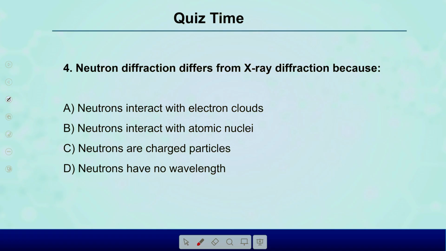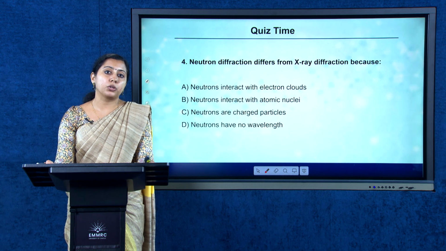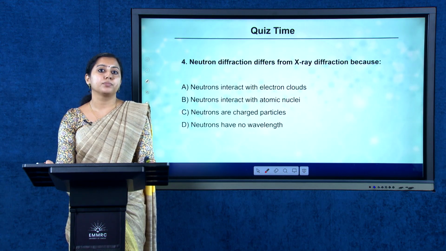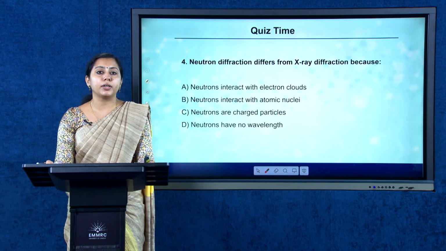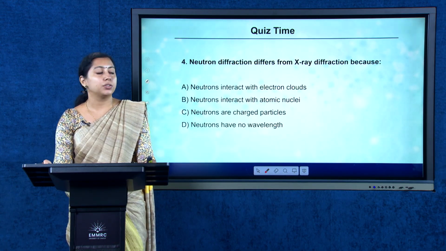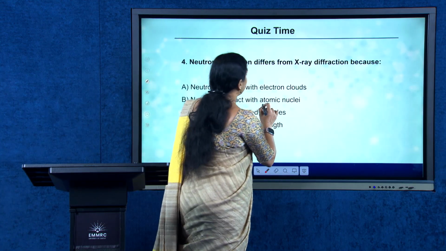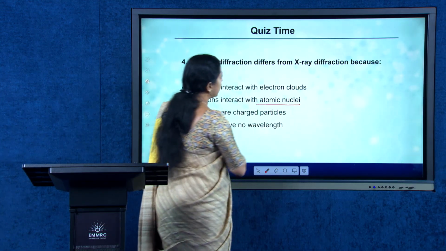Fourth question. Neutron diffraction differs from X-ray diffraction because option A, neutrons interact with electron clouds, option B, neutrons interact with atomic nuclei, option C, neutrons are charged particles, option D, neutrons have no wavelength. We know that neutrons are neutral particles and they possess a magnetic moment, and in neutron diffraction, neutrons interact with the atomic nuclei. They penetrate deeply into the atoms.